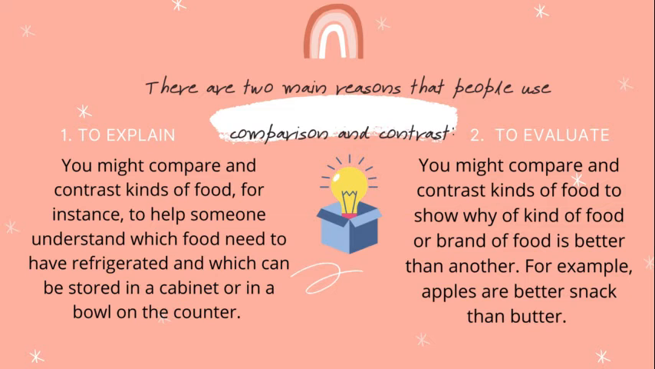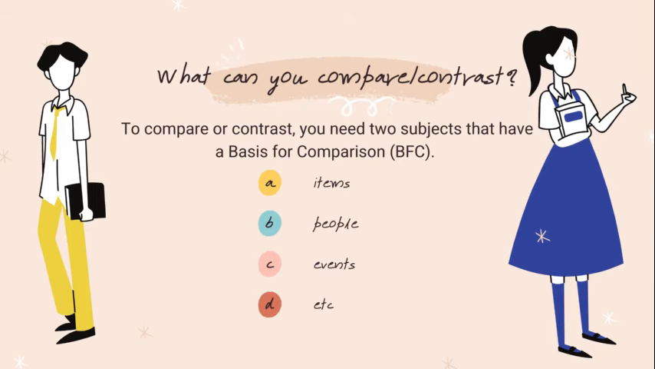Now, the question is, what can you compare and contrast? To compare or contrast, you need two subjects that have a basis for comparison, or the BFC. A basis for comparison is an essential, common element that makes it logical to compare the two items. There are many ways to compare and contrast the features of items, people, events, and etc. Many types of graphic organizers make it easier to examine the similarities and differences, including Venn diagrams, charts, and others.